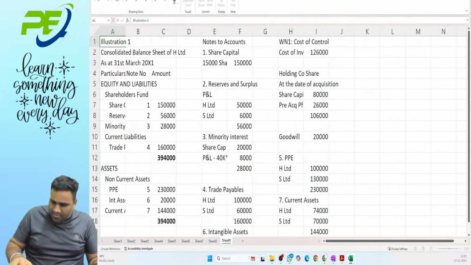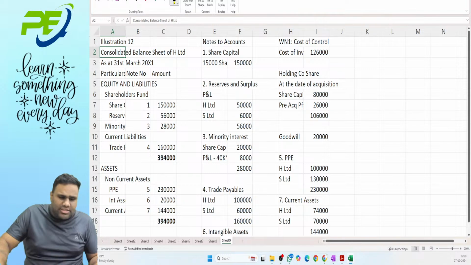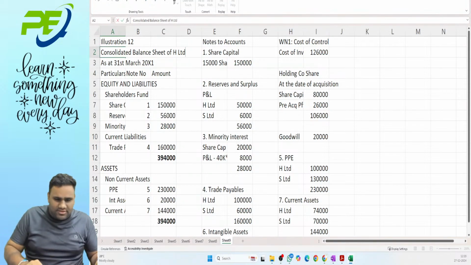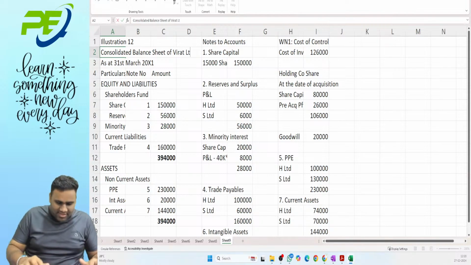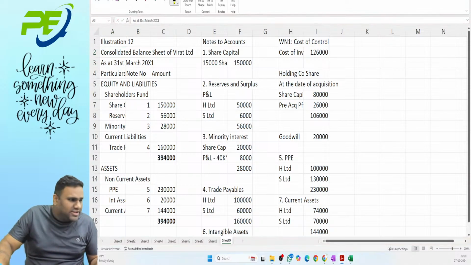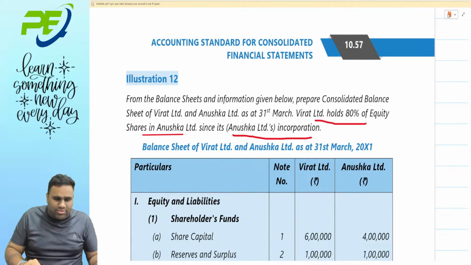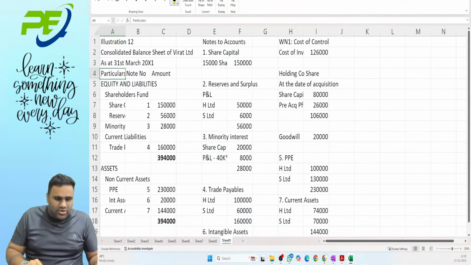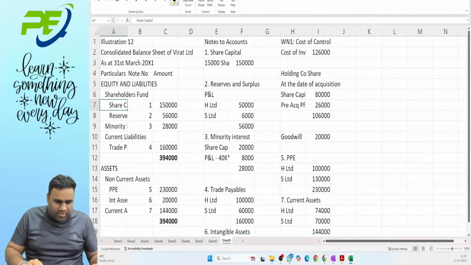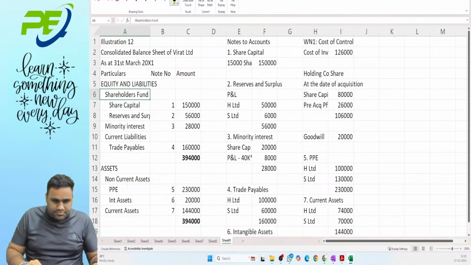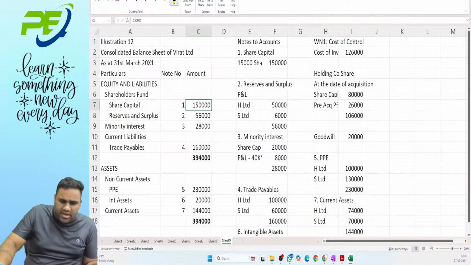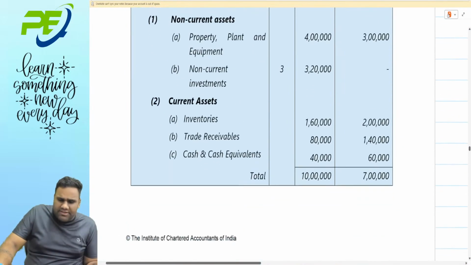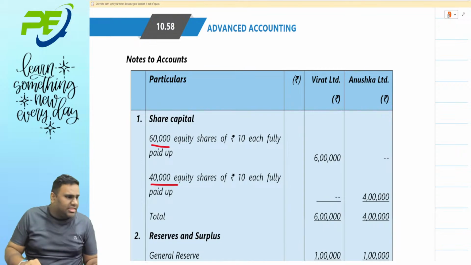I'll tell you. So illustration 12, consolidated balance sheet of Virat Limited as at 31st March 20x1. So particulars, note number, amount. So shareholders' fund, share capital only for holding company, which is Virat Limited.